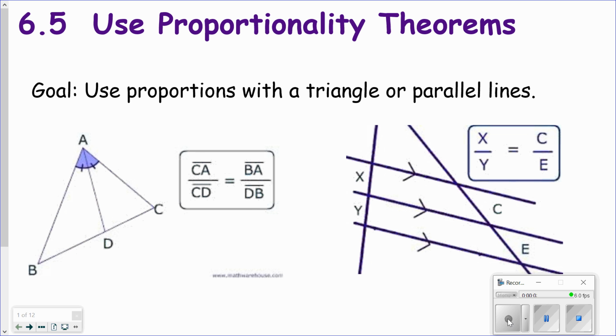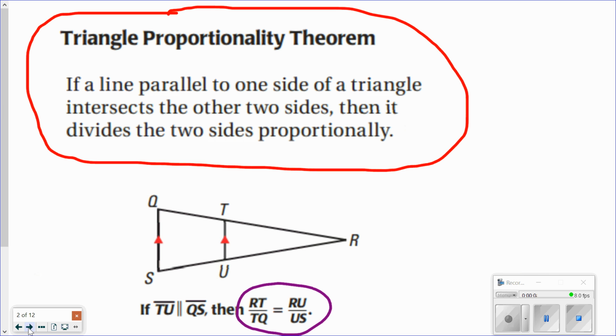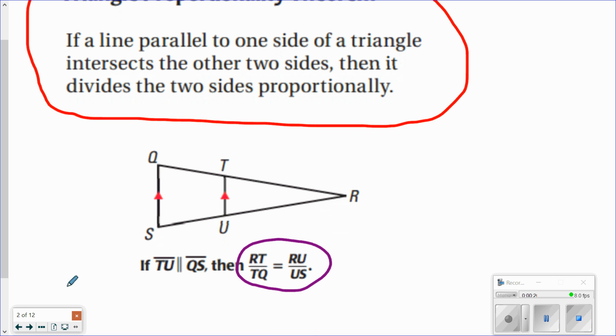Hi everyone, today we're going to start 6.5, which is use proportionality theorems. The triangle proportionality theorem states that if a line parallel to one side of a triangle intersects the other two sides, then it divides the two sides proportionally. So if I look at my example here, if I know that TU is parallel to QS, and looking at my diagram, I see those red arrows, that means that RT divided by TQ is the same ratio as RU divided by US.